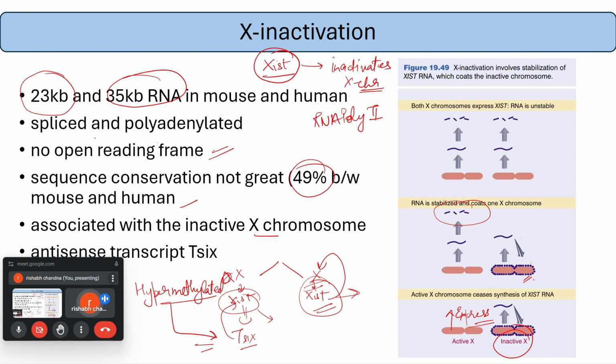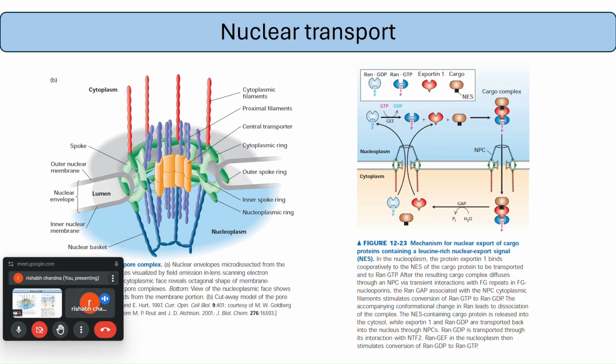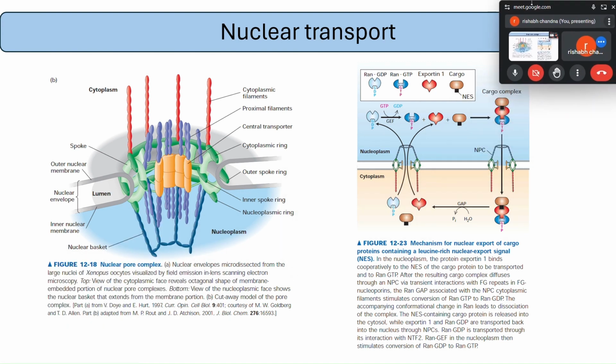Now we'll be moving on to the next point, that is nuclear transport. This is the nucleus. Here we have the DNA, double stranded. Here the RNA is produced, and this RNA is processed with capping and splicing as well as tailing. Now this has to move out to the cytoplasm for protein synthesis.